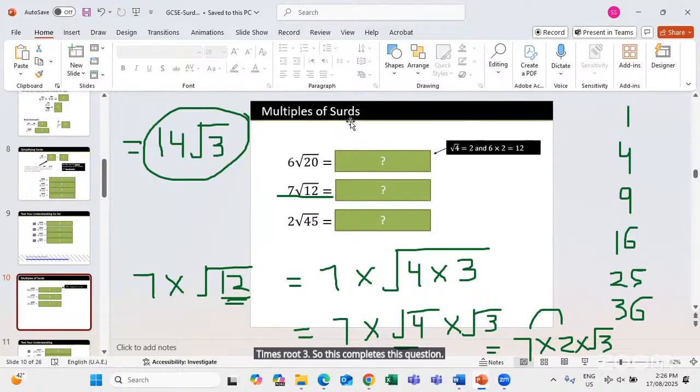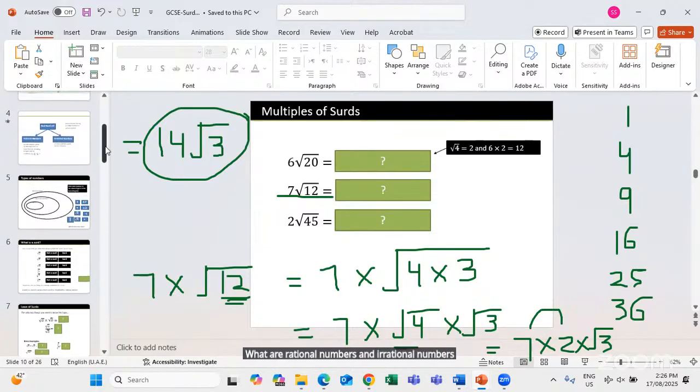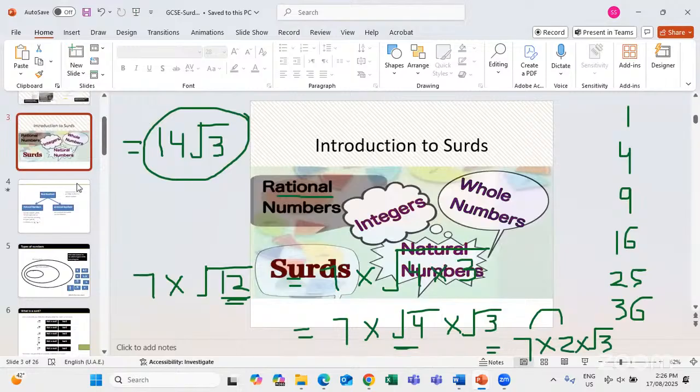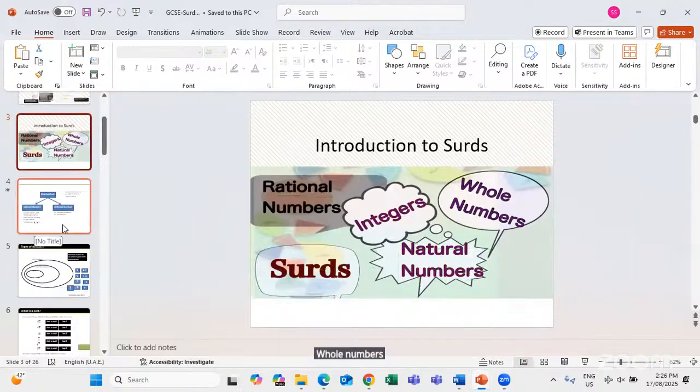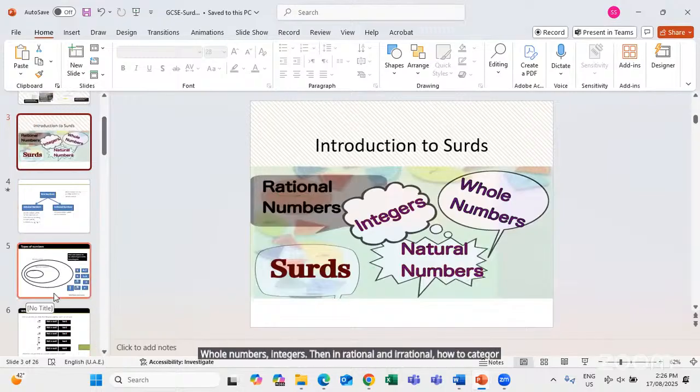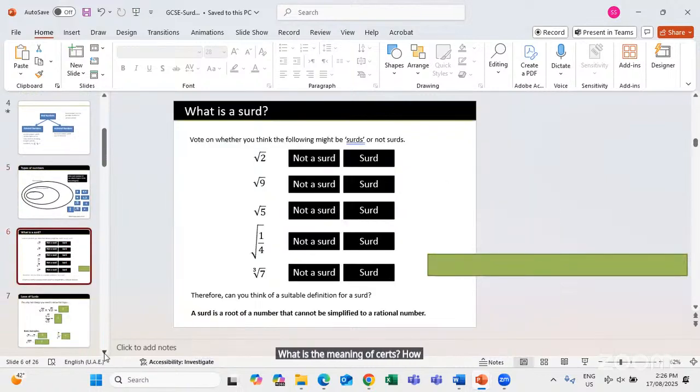I hope that you understand what we have covered in this lesson. We have covered the definition of surds. What are real numbers? What are rational numbers and irrational numbers? We have already covered natural numbers, whole numbers, integers. Then in rational and irrational, how to categorize them? What is the meaning of surds? How to differentiate surds from the simple numbers?